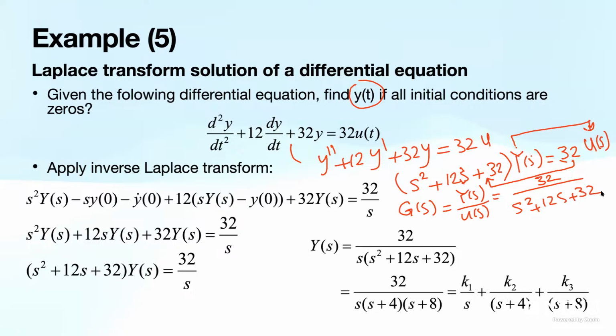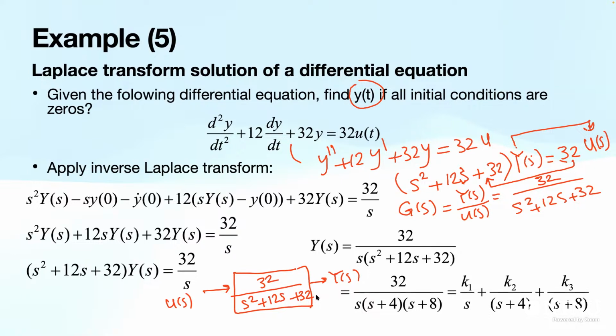If you want to make it beautiful, just put it in a block diagram. So my block diagram would be something like this. Your input is u of s. Your output will be y of s. Your transfer function will be 32 divided by s squared plus 12s plus 32. It will be like this.